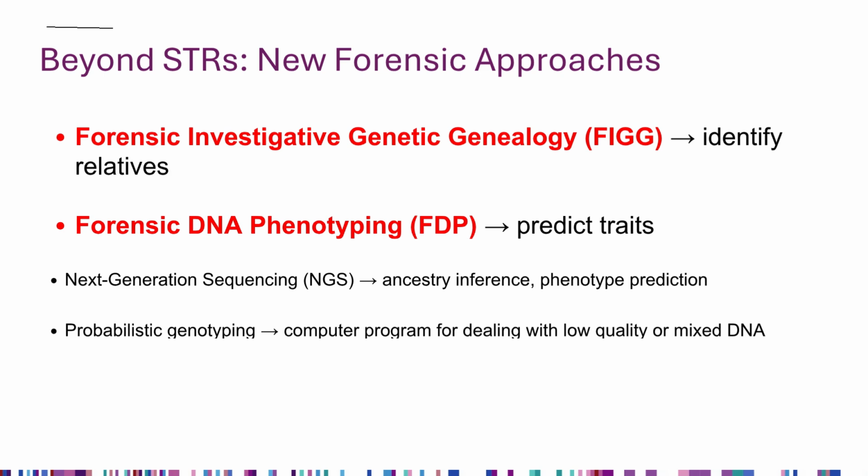But others, like forensic investigative genetic genealogy, or FIG, and forensic DNA phenotyping, or FDP, actually help us generate leads when no suspect is known. Today, I'm going to focus on those two because they represent a major shift in how DNA is used in investigations.